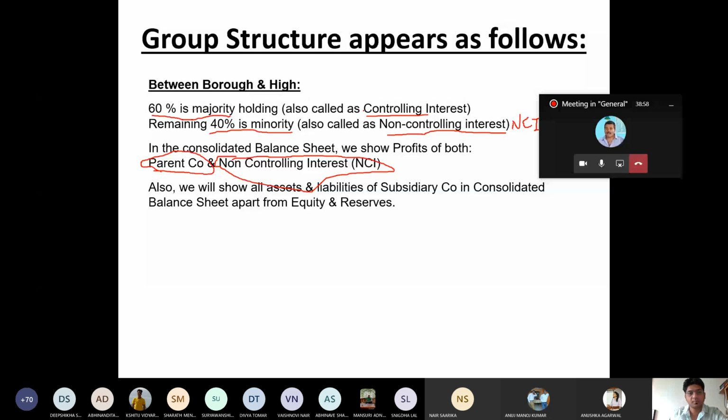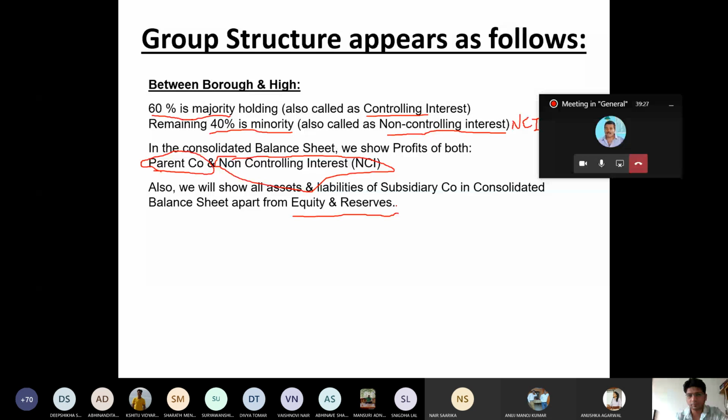Clear? Understood. Now we have established that it is a group structure. So we'll show all assets and liabilities of the subsidiary company except for equity and reserves. Why we don't show equity and reserves, I'll come to that in the next working model.